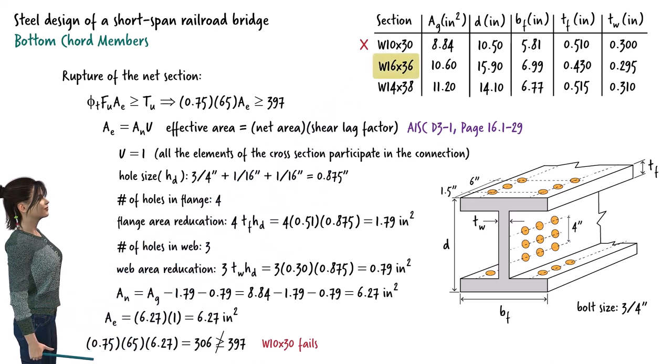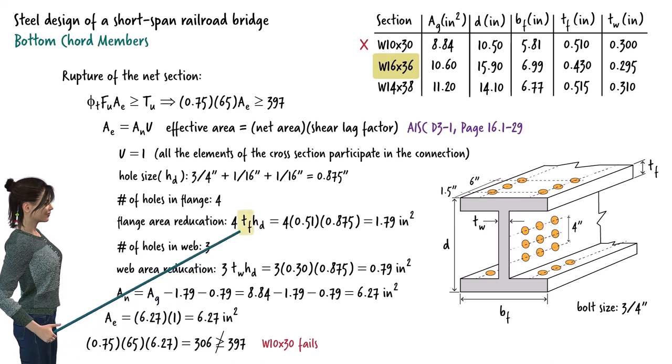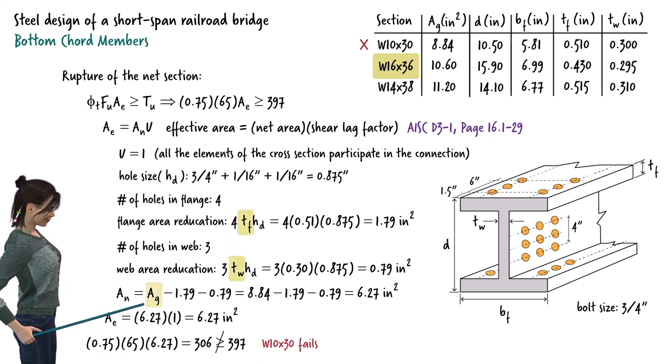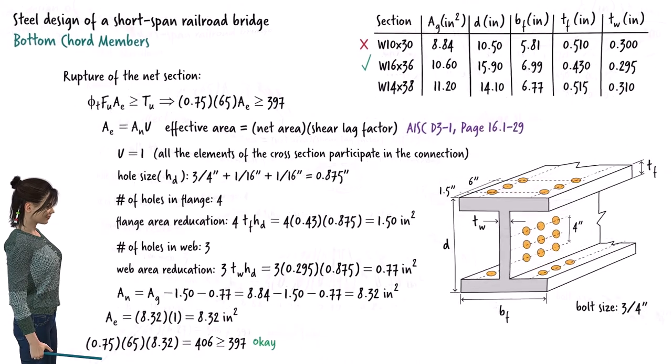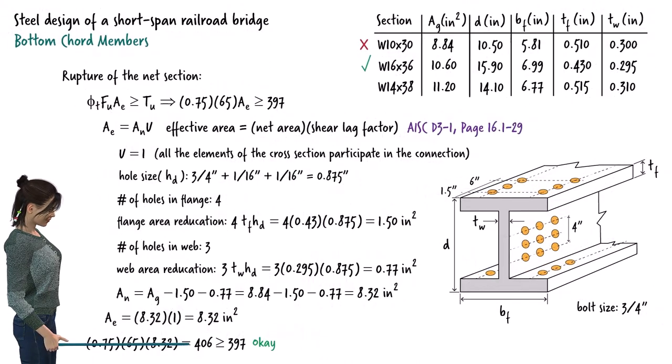Using a new section results in a few changes on this sheet. Flange thickness, web thickness, and the gross area of the cross-section change. The updated calculations become: as you can see, the rupture strength of the section is greater than the tensile force in the member.